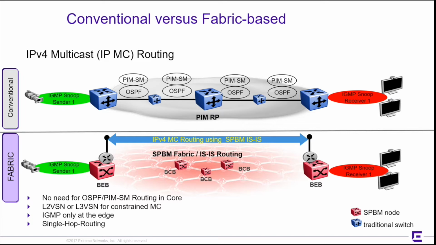We don't need a specific virtual service network for multicast. It's not constrained. IGMP is only at the edge because it is an edge feature, so we don't have to worry about having to implement IGMP throughout the network. It's simply going to be between the backbone edge bridge and whatever the device or node on the edge is going to be, PC, camera, DVR, whatever that might be. And again, the routing from that point forward is single hop for multicast, just like it is for regular layer 3 traffic.